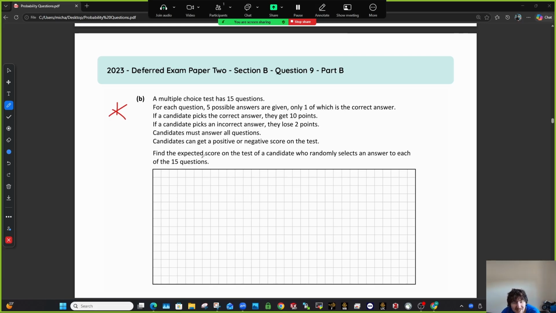Okay, so find the expected score of a test candidate who randomly selects an answer for every single question. What you've got to realize here is that if there's only one correct answer out of 5, you have a 1 in 5 chance of getting it correct, and a 4 in 5 chance of getting it wrong, so that's incorrect. So you just basically do an E of X on this. So your expected value for this, you could look at, say, question 1, for example.